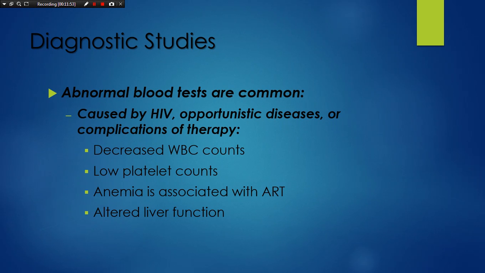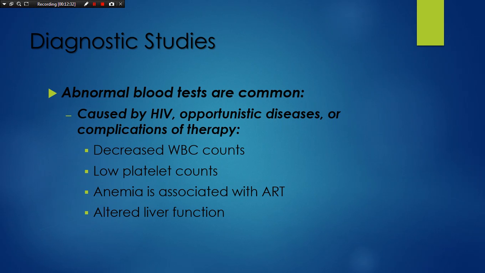Decreased white blood cell counts, especially below normal levels of lymphocytes and neutrophils, are often seen. Low platelet counts, or thrombocytopenia, may be caused by HIV, antiplatelet antibodies, or drug therapy. Anemia is associated with the chronic disease process and with adverse effects of ART. Altered liver function caused by HIV infection, drug therapy, or co-infection with the hepatitis virus is common.